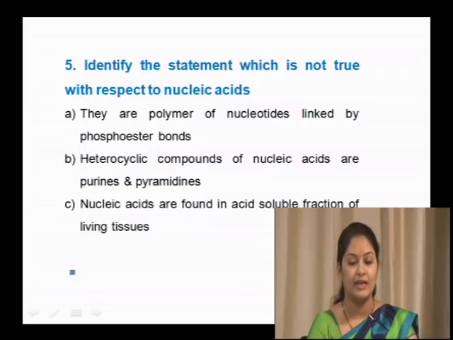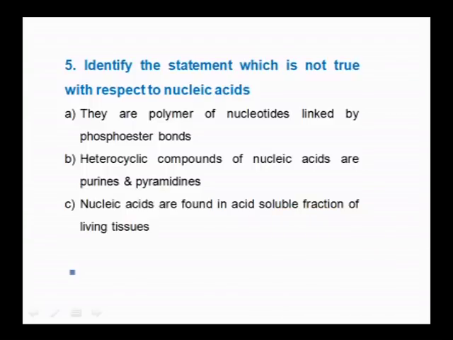Fifth one, identify the statement which is not true with respect to nucleic acids. They are polymers of nucleotides linked by phosphoester bonds. Heterocyclic compounds of nucleic acids are purines and pyrimidines.